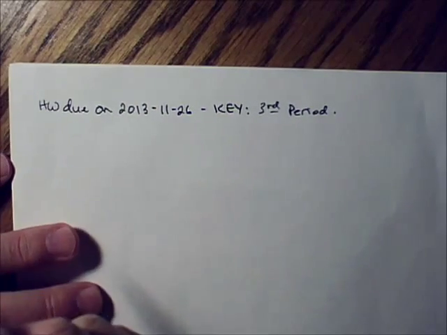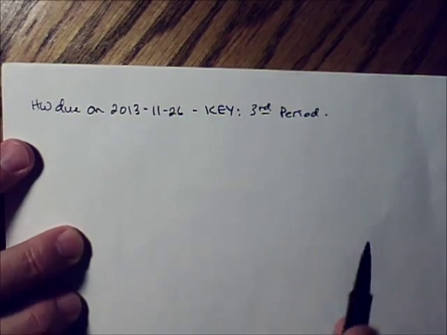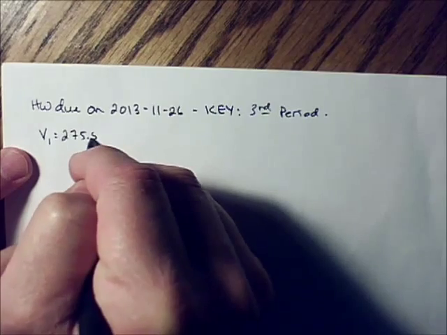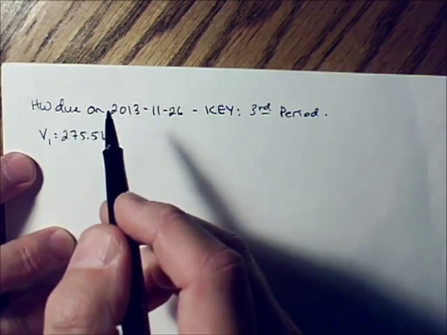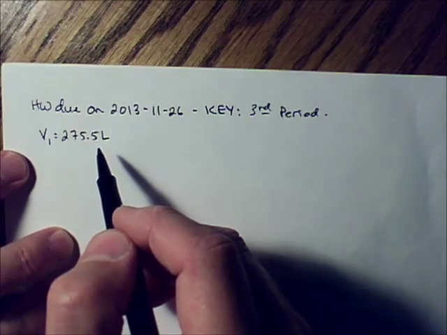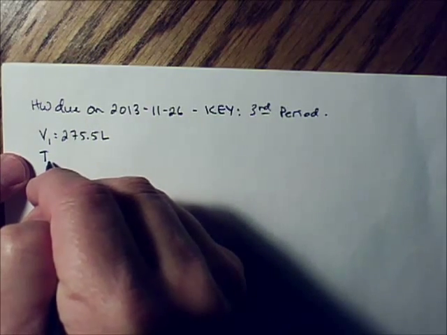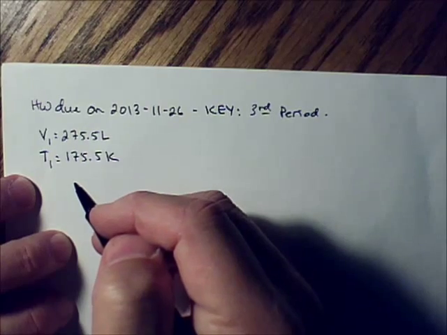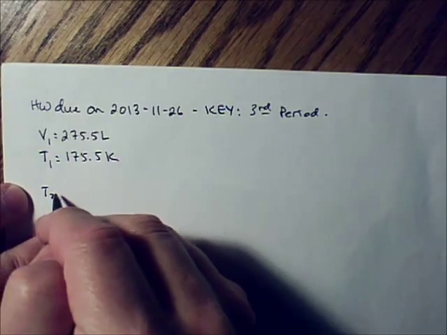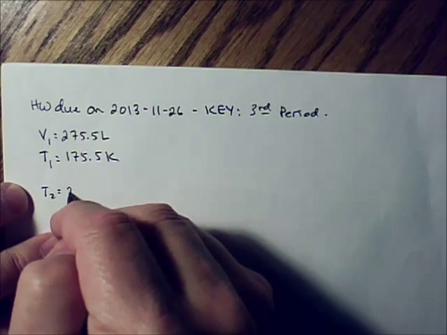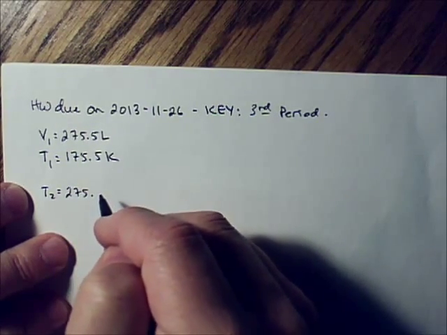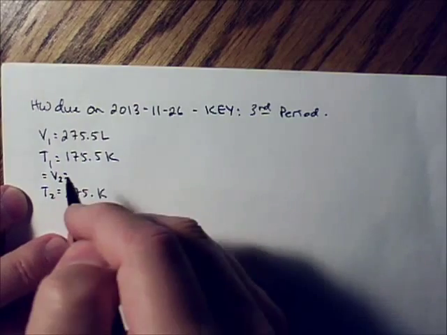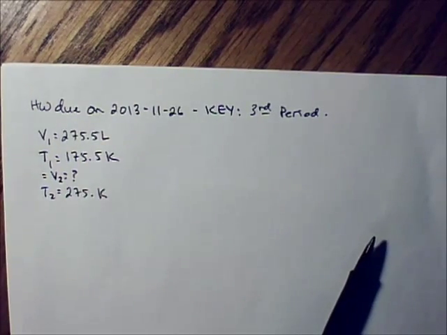The first value we're given is 275.5 liters, and that's a volume. Okay, and it says that that many liters of oxygen has a temperature of 175.5 Kelvin. And then it says the temperature is raised. So we're going to have a new temperature now. It's raised to 275.5 Kelvin. And it asks you what the new volume is. We don't know what that is initially, so we're going to have to solve for it.